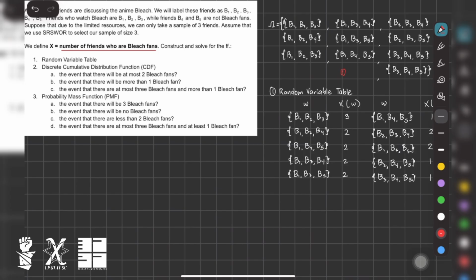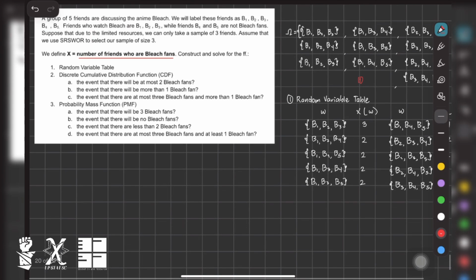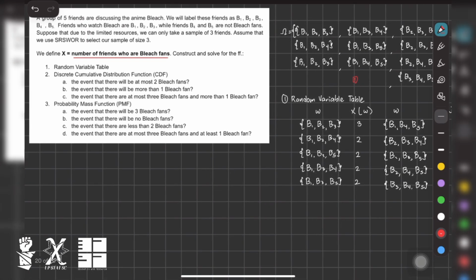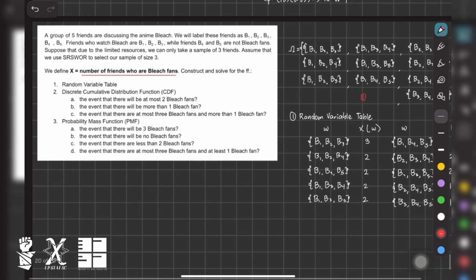Hello everyone. So for today's video, we will be discussing how to solve the random variable table, the discrete cumulative distribution function, and the probability mass function. So before everything else, let's read the problem.